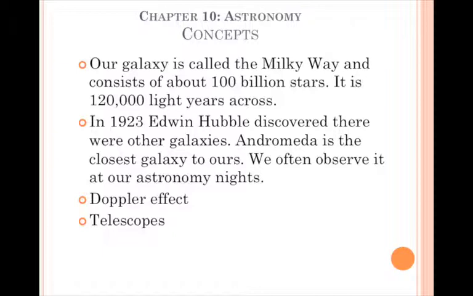Our galaxy is called the Milky Way, and it consists of about 100 billion stars. It is 120,000 light years across. In 1923, Edwin Hubble discovered there were other galaxies. Andromeda is the closest galaxy to ours. We often observe it in our astronomy nights.